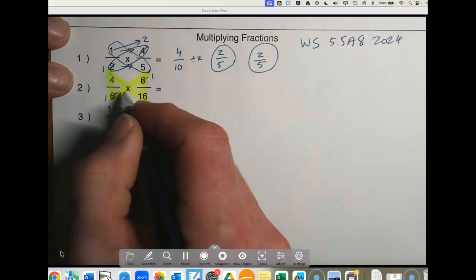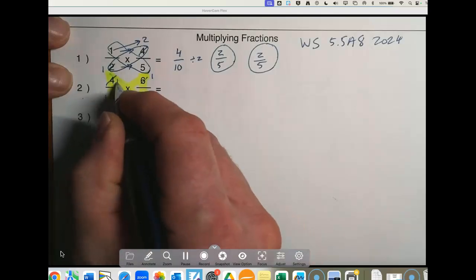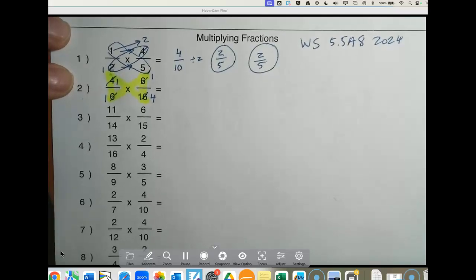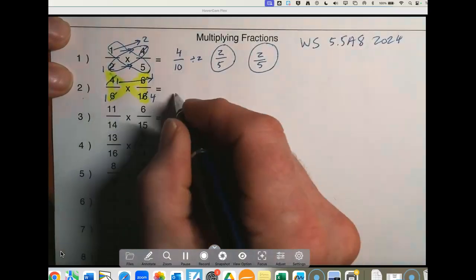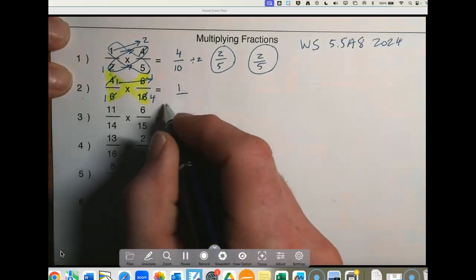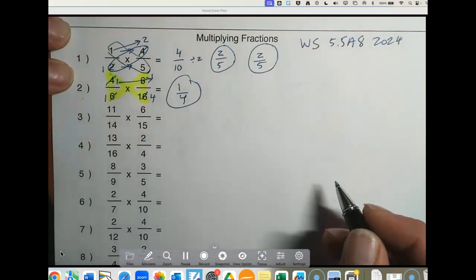So I can divide these both by 4. So 4 divided by 4 is 1. 16 divided by 4 is 4. So now when I multiply across, I got 1 times 1 on the top, which is 1. And I got 1 times 4 on the bottom, which is 4. 1/4 in simplest terms.